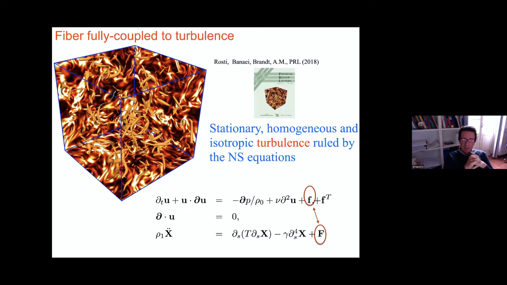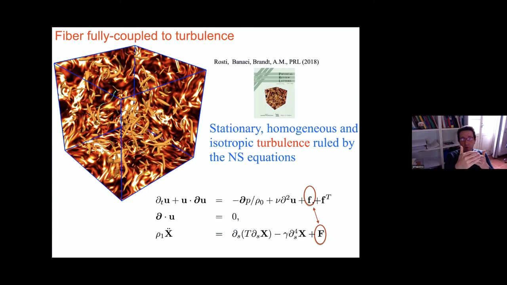And the leitmotif of this talk will be homogeneous isotropic turbulence, inside which we plug the fibers, fully coupled, not passive, fully coupled to the fiber, both in the case where we have just one fiber and also in the situation where we consider many fibers interacting hydrodynamically between them. Let me start from the simplest situation where we have just one fiber.